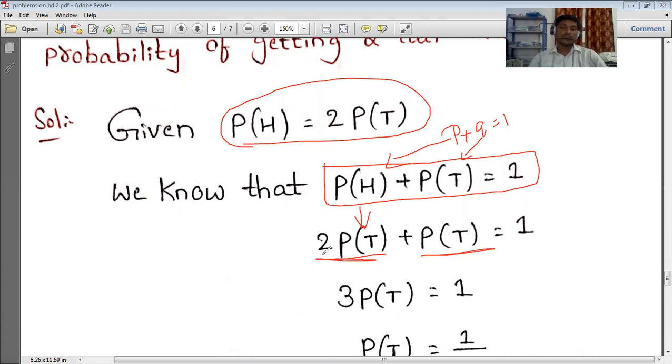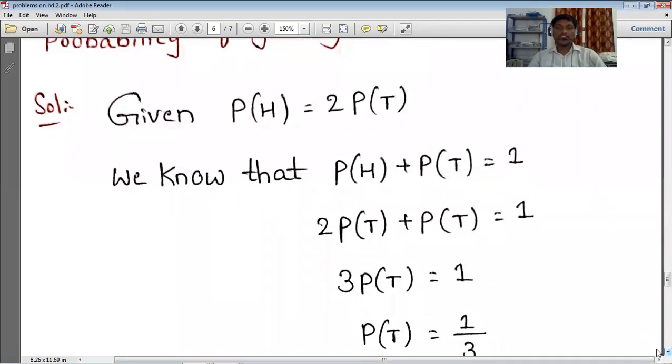So here it is 2 plus 1, which is 3 into P of T is equal to 1. Then 3 is multiplying, so when it comes to this side it is divided. So simply we can write P of T is equal to 1 by 3. So P of T is equal to 1 by 3. By taking this we can calculate P of H. So it means we got Q is equal to 1 by 3 here. Okay. Now next one.